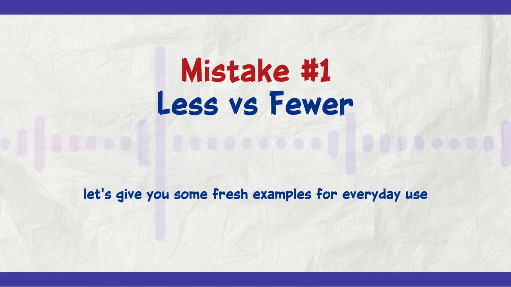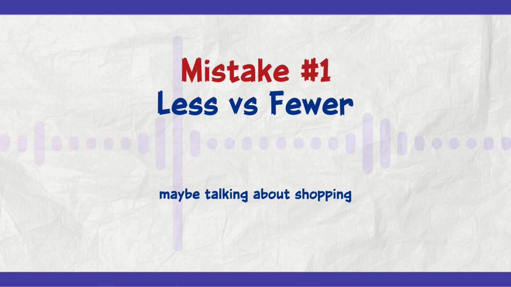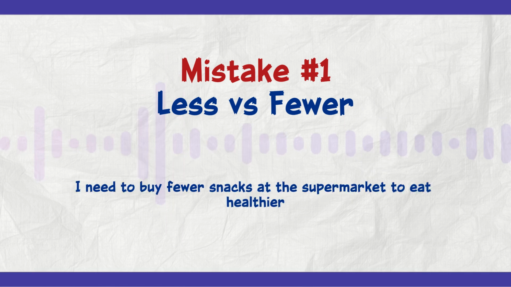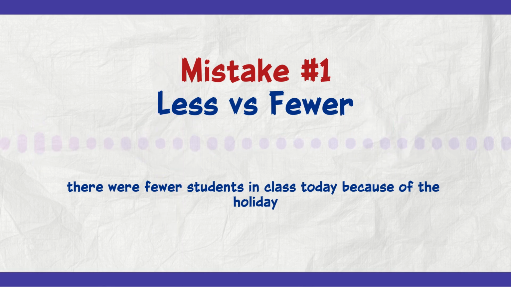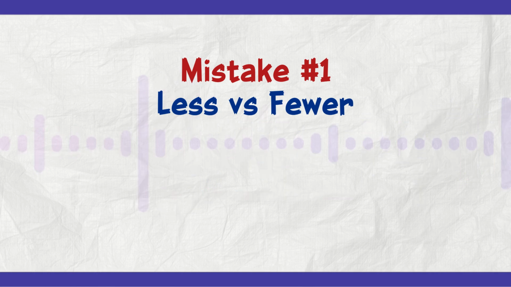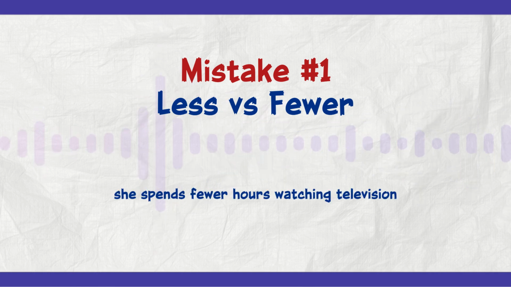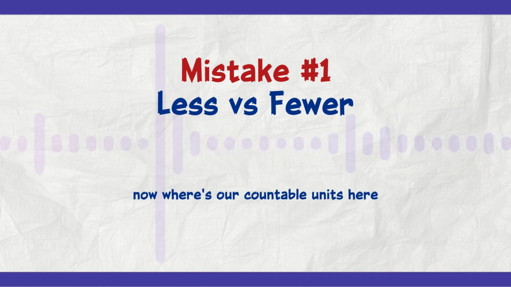All right, let's give you some fresh examples for everyday use. How about fewer? Maybe talking about shopping. Good one. I need to buy fewer snacks at the supermarket to eat healthier. Snacks are countable. Or about people. There were fewer students in class today because of the holiday. You can count students. And maybe about screen time. She spends fewer hours watching television now that she has a new hobby. Now, where's our countable units here?